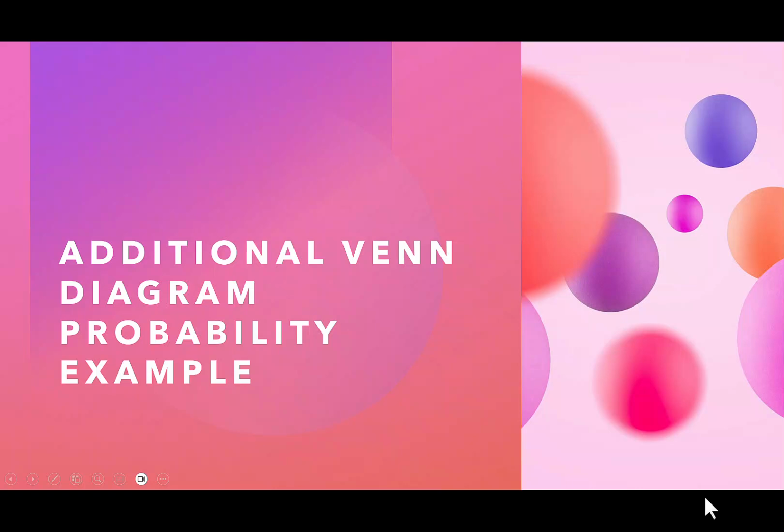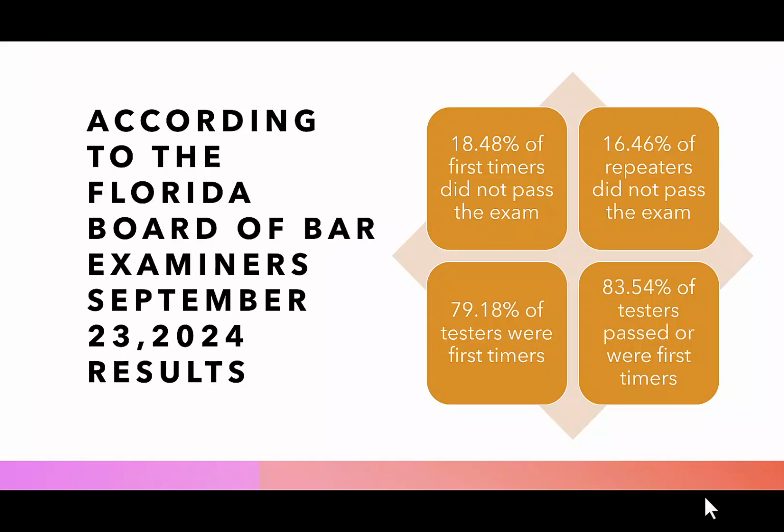Hi everybody, today I'm going to do an additional example of using a Venn diagram for probability. According to the Florida Board of Bar Examiners September 23, 2024 results, 18.48% of first-timers did not pass the exam. 16.46% of repeaters did not pass the exam. But 79.18% of the testers were first-timers, and 83.54% of the testers either passed or were first-timers.